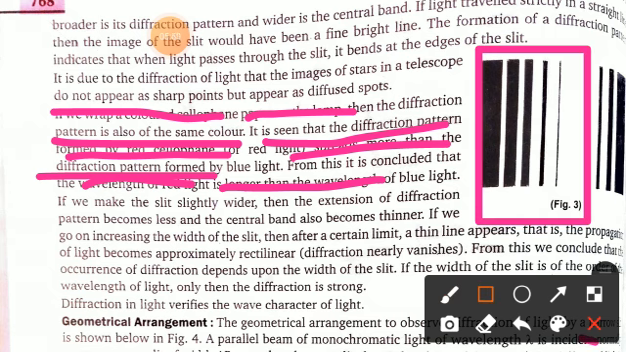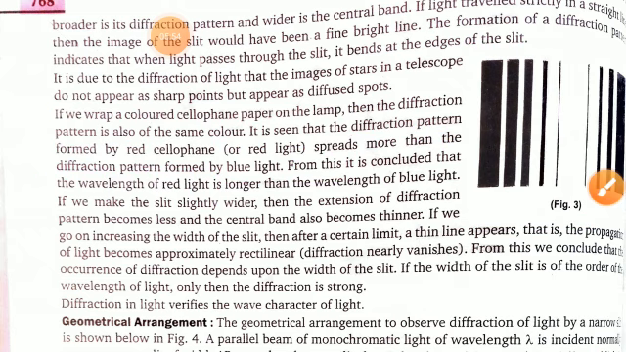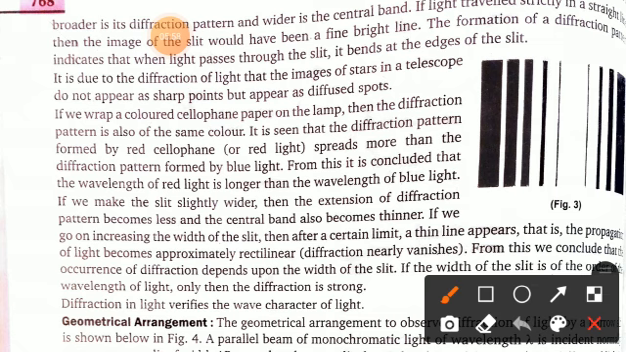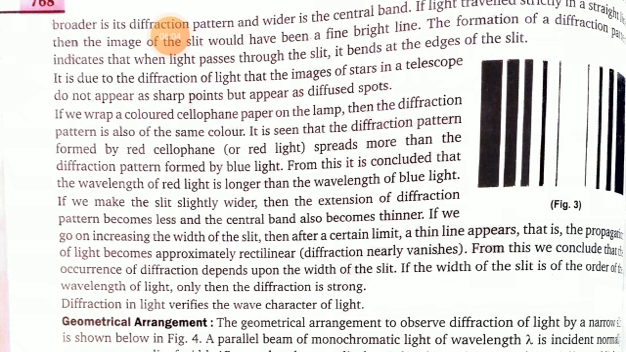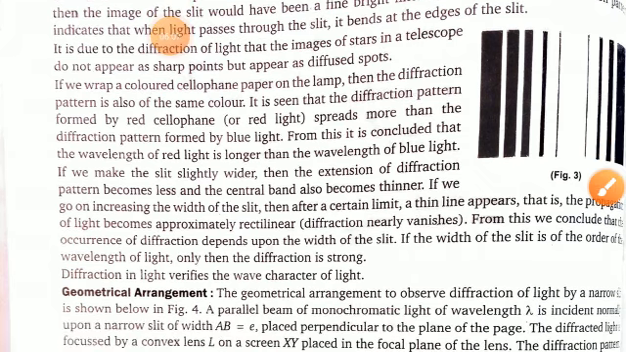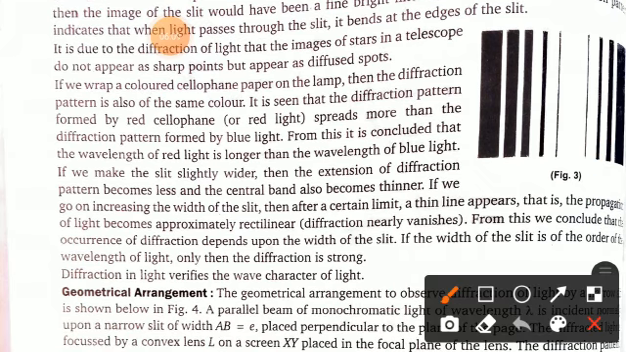Here you can see the figure number 3. This is showing the diffraction pattern. You can see here the alternately dark and bright bands. Clear? So if we make the slit slightly wider, then what happens? The extension of the diffraction pattern becomes less and the central band also becomes thinner. Clear? So this is the main property. The thinner you make the slit, the broader is the band you get, and the wider the slit you make, the thinner is the central band.